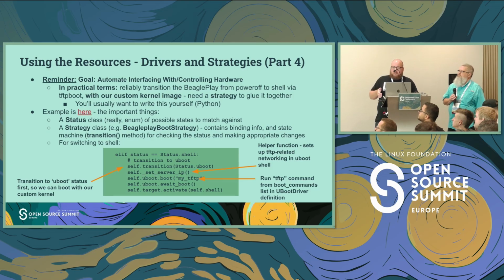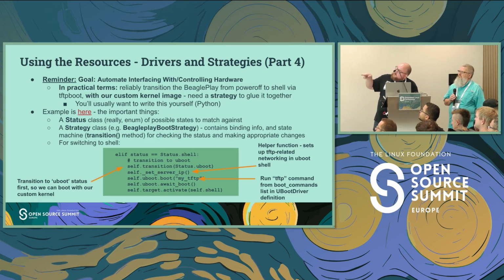That's basically a custom Python module that has a state machine in it. I've got an example linked. The important things to consider: you've got a status, which just indicates all the different states your board could possibly be in, and a strategy class that you define. Again, a state machine, listing all the states, how you get into them, how you transition between them, and potentially any helper functions you might want to help with setup ahead of time.